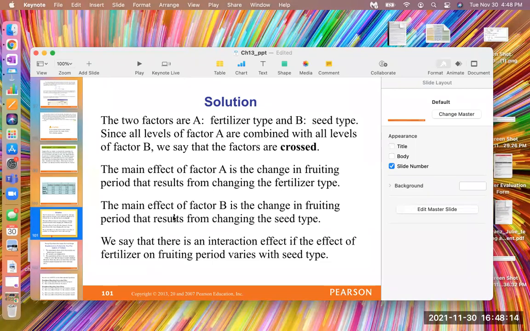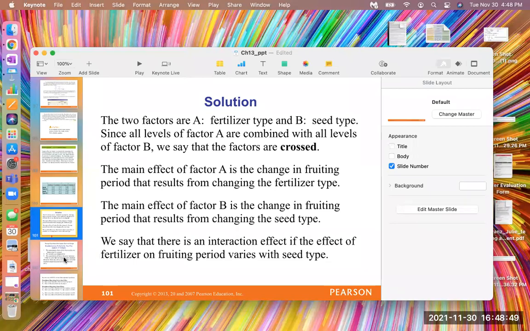And if there's an interaction, that means that maybe the seed type works for only one of those fertilizers, and not other fertilizers. Yeah, if the fruiting period is changing with seed type, then we'd say there's interaction between those two.